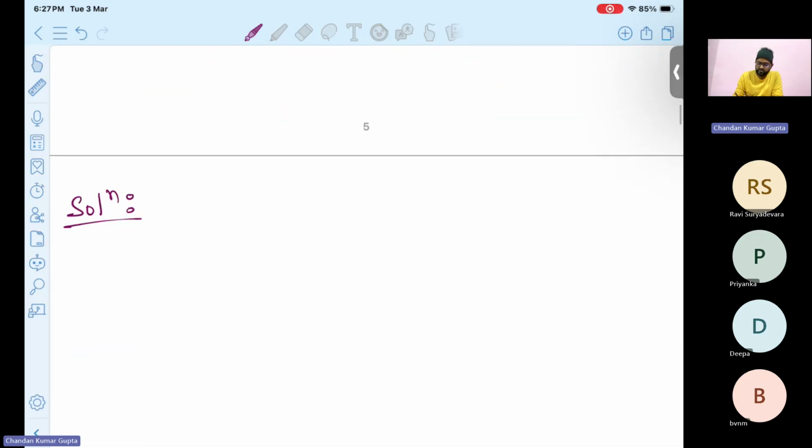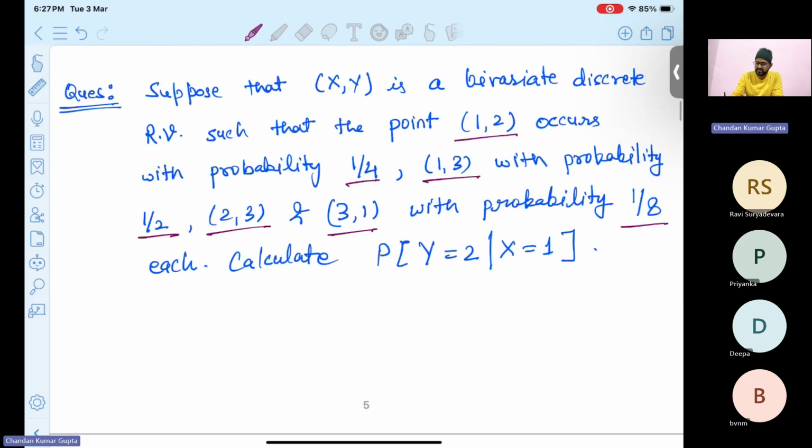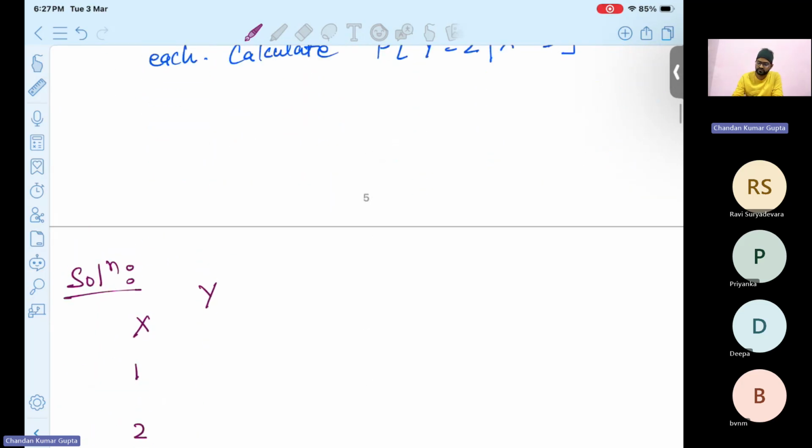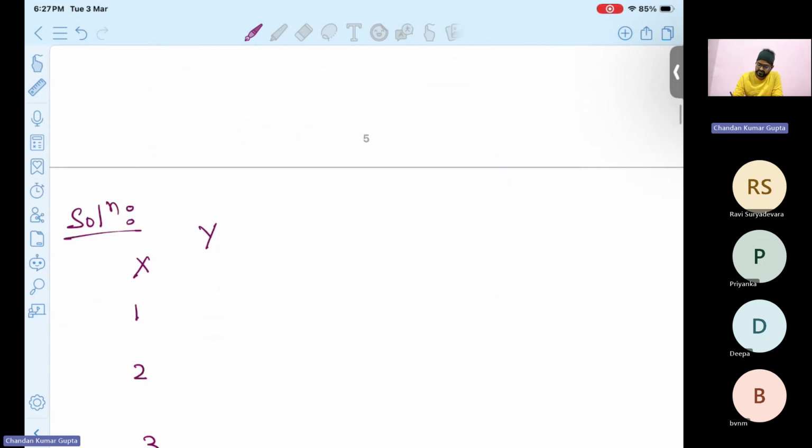So we have two random variables, X and Y. X takes the values 1, 2, and 3, because you can see the first value is X, so there are three possible values of X. Again for Y, from the second observation, the values are 2, 3, and 1, so this means 1, 2, 3.